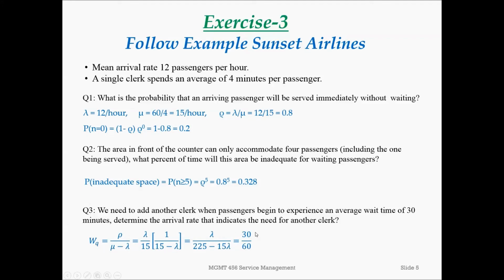So now we have this formula set up. We don't know lambda, but we do know WQ, which is 30 minutes or half an hour. Given this equation, we can solve for lambda. You do the math, and you get lambda equal to 13.24 per hour. So this is our estimated arrival rate. Whenever the arrival rate reaches this number, customers will begin to experience an average wait time of 30 minutes. That means we may need to add another clerk.